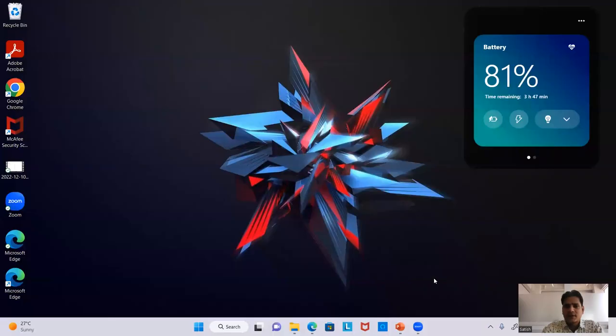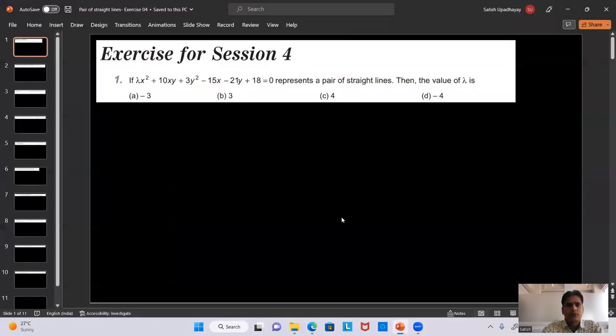So today we are going to discuss exercise 4 of a pair of straight lines. I have already copied my questions in the PPT, so let me first share my screen. Yes, here we go. This is exercise 4, question number 1, from the pair of straight lines chapter.